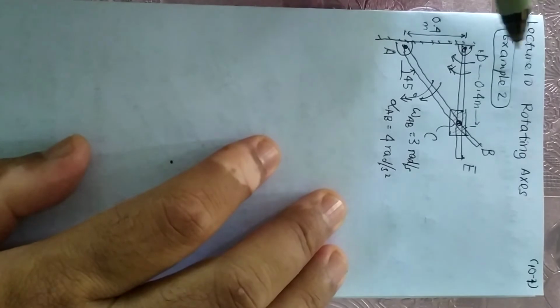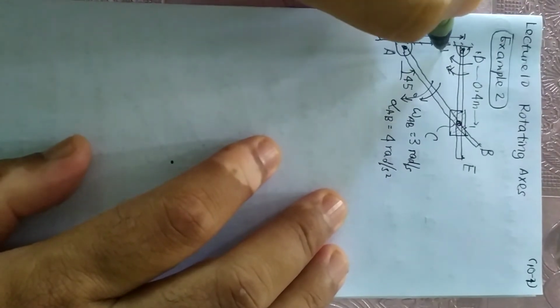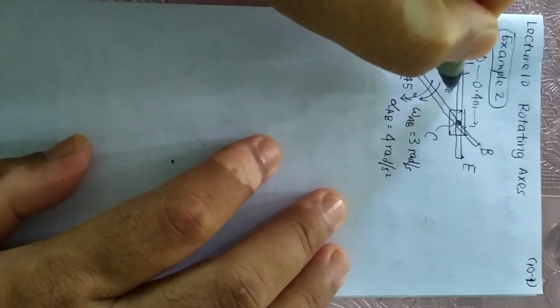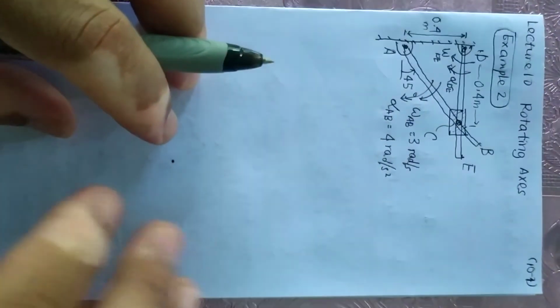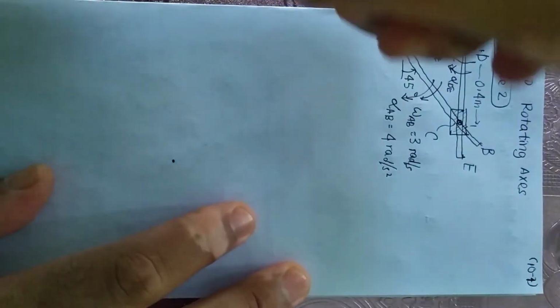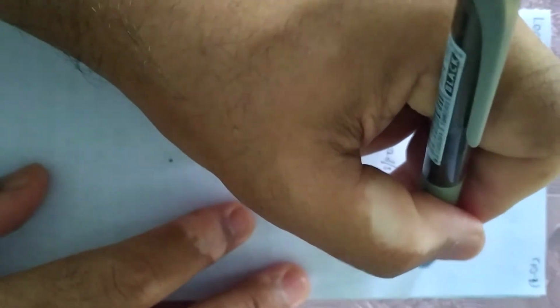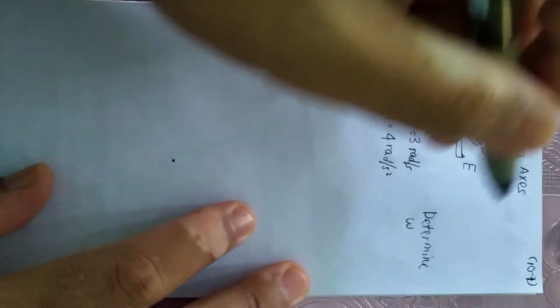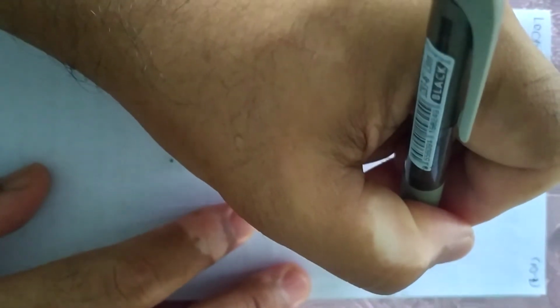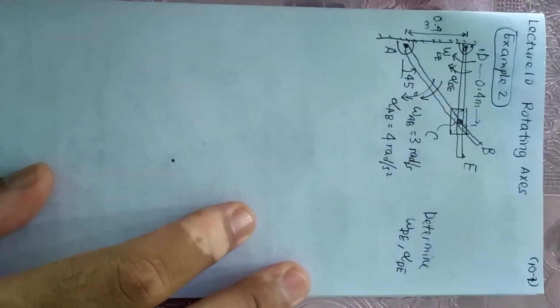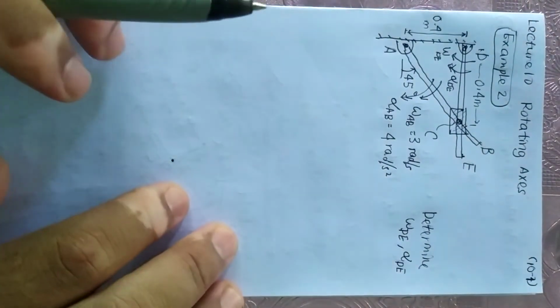So this will have omega DE, and this is alpha DE. The question asks us to determine the angular speed of the link DE, and also the angular acceleration of the link DE. So that was the question. So what do we do?